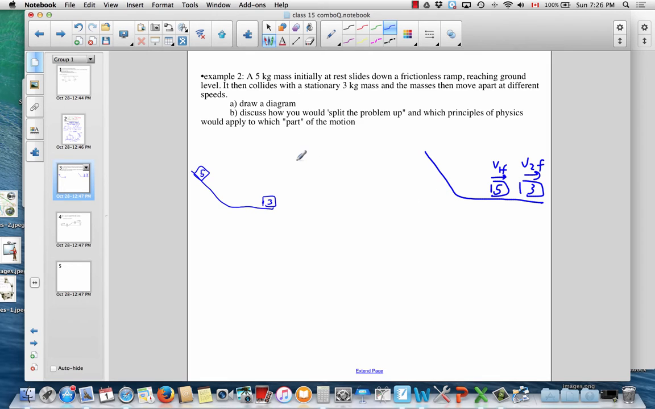And in between, there's an intermediate state here, and this is really important. Here, we have to, in our minds, imagine the state where the 5 kilogram mass has slid down the ramp, but has not yet collided with the 3 kilogram mass. The reason we need to imagine this is there's two processes here. There's a slide, which is going to conserve mechanical energy.